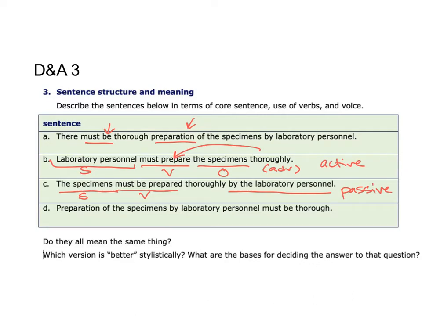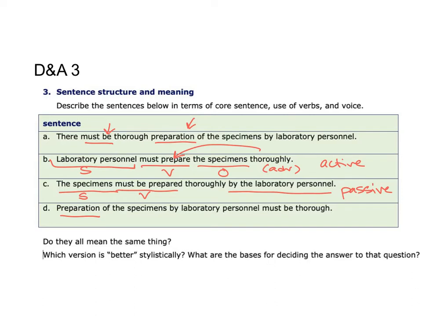So on to D, preparation of specimens by laboratory personnel must be thorough. So here we have essentially a weak verb, and it's still passive voice. So preparation of the specimens, actually, I'm sorry, it is not passive voice, but it kind of looks like it. So preparation is not actually a verb here. It's operating as a noun. So remember in English, we have a lot of things that verbs can do, and sometimes they look like nouns and act like nouns. And this is one of those cases.